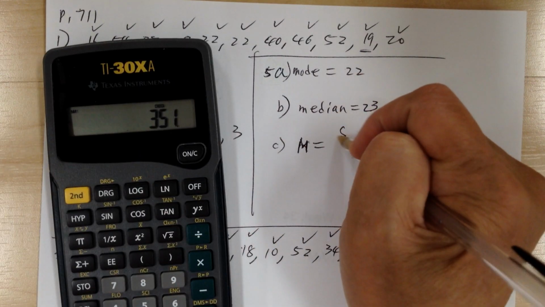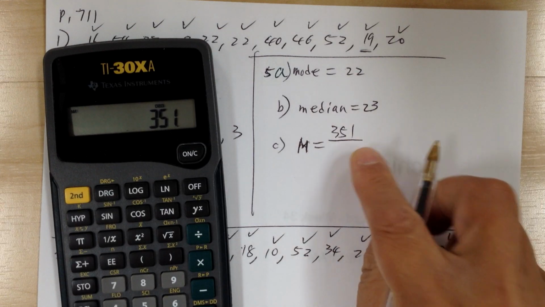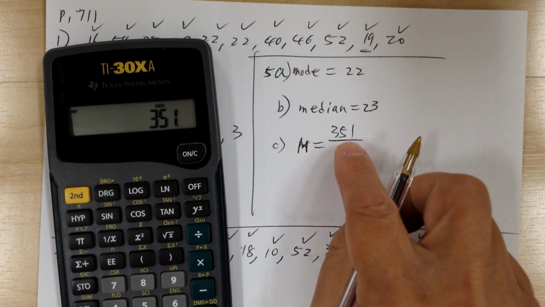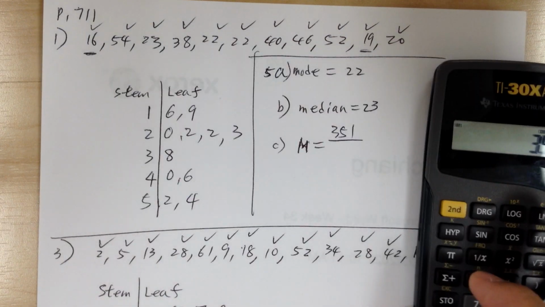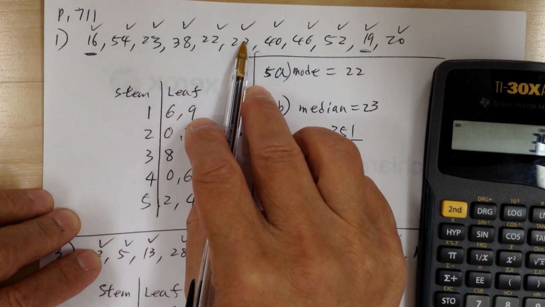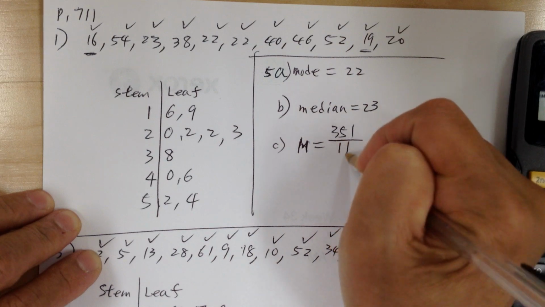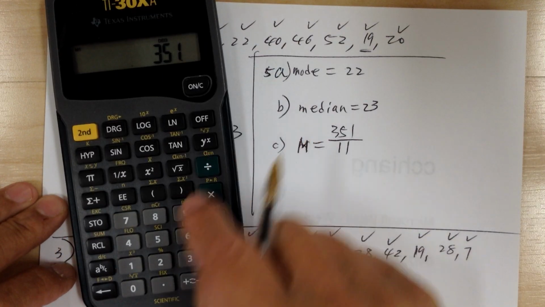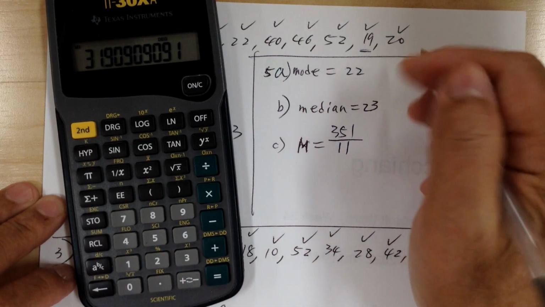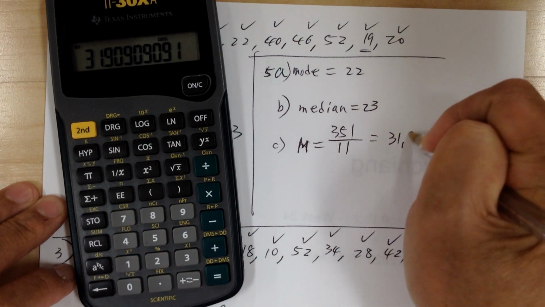So make sure you write down your sum. Okay, so when you do this, show your work. So you need to show this so people know what your sum is. You have to divide by the total numbers, 11. So there are 11 numbers. Okay, so you divide by 11 and that'll give you 31.9.